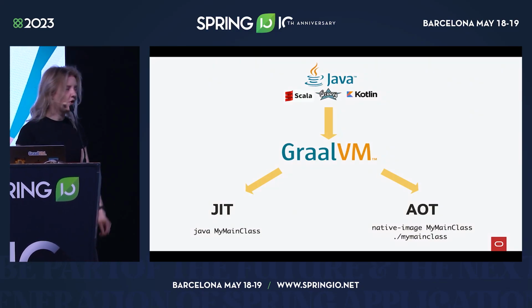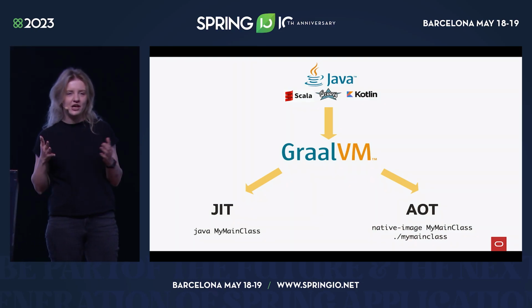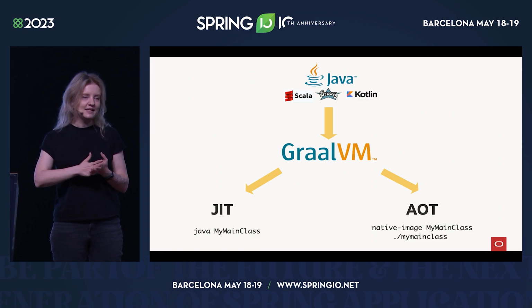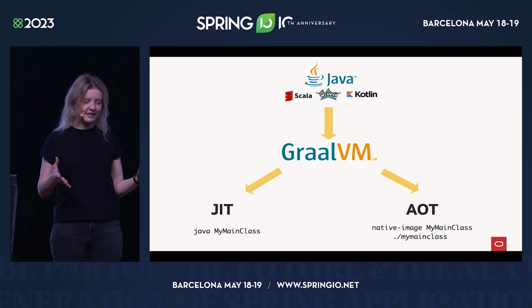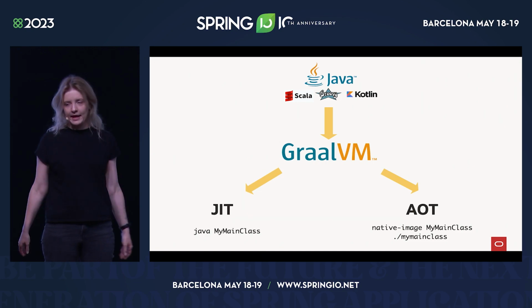So first things first, GraalVM is a huge project. There are so many things you can do with it. You maybe heard that it's a JDK, you maybe heard that it's a polyglot VM, and we talked about native image today a lot. So it's a bit confusing because there is so much you can do with it. So I just want to mention those basic things quickly.